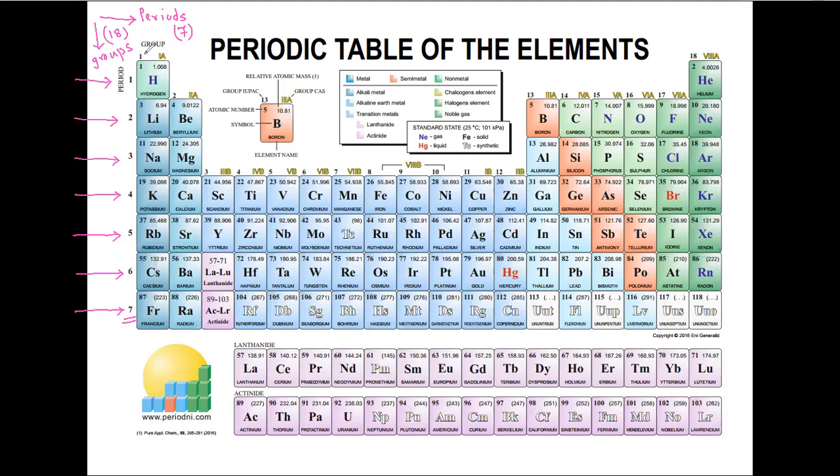Look at the things. First, second, third, fourth, fifth, sixth, seventh, eighth, ninth, 10th, 11th, 12th, 13th, 14th, 15th, 16th, 17th, and then 18th. So there are 18 vertical columns or groups, right? Now look at the old one.